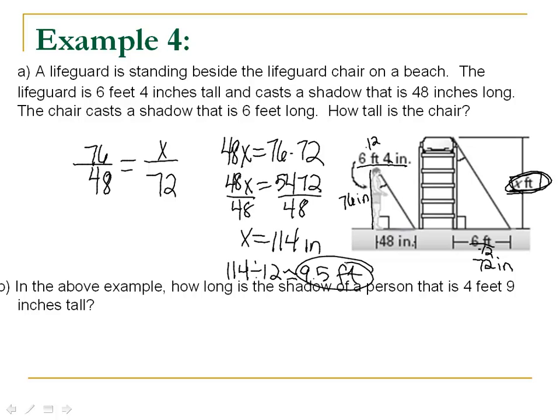B says in the above example, how long is the shadow of a person that's 4 feet 9 inches tall? So you need to go through, rewrite your triangles, redraw your people, remembering that the height of the chair we've now found is 114 inches or 9.5 feet. So pause the video and try this last one on your own. Okay, welcome back. You should have found that the shadow of a person is going to be 36 inches, or you could have said 3 feet.